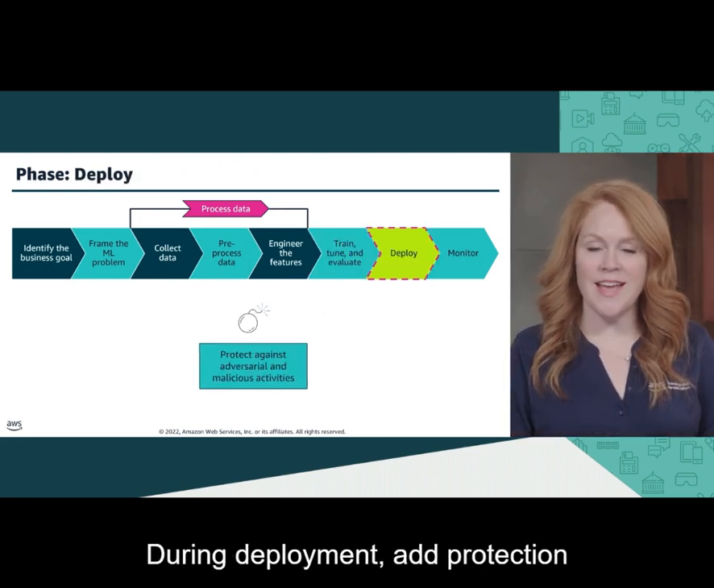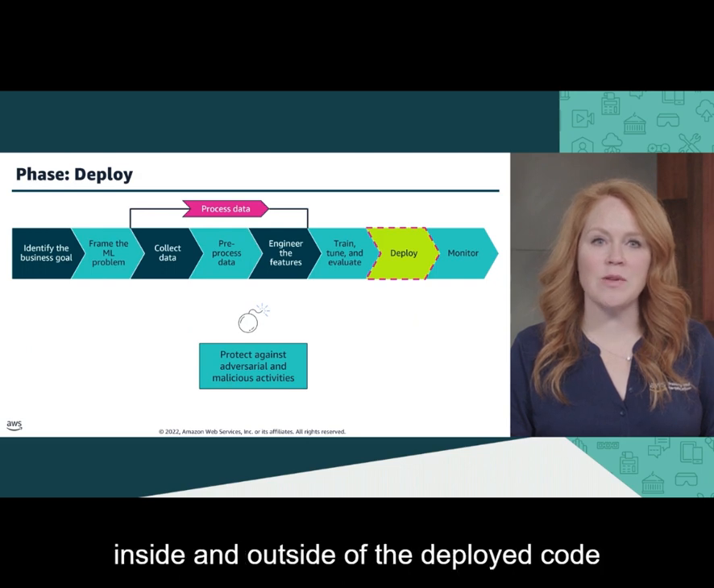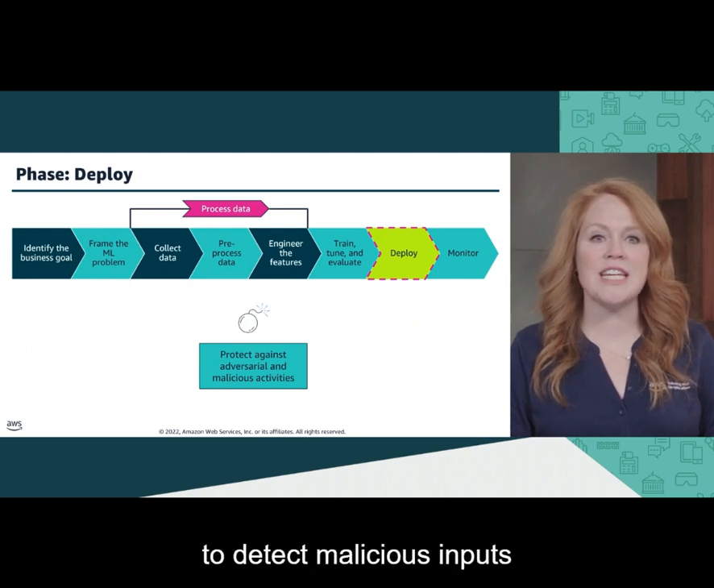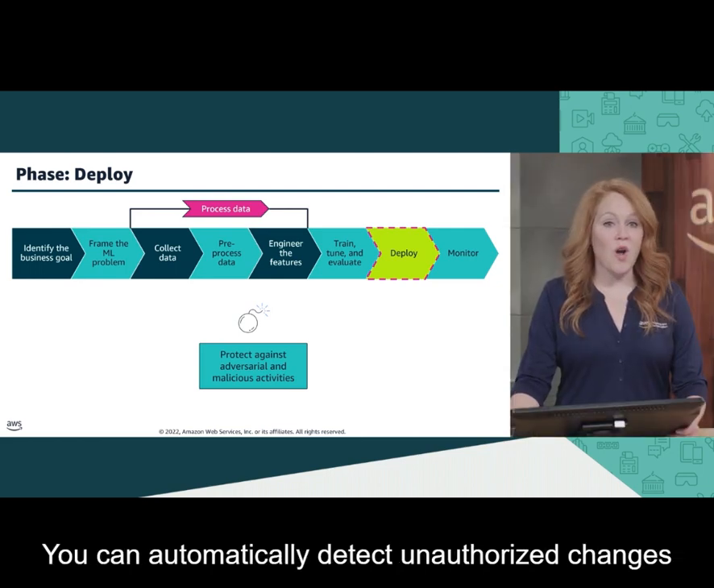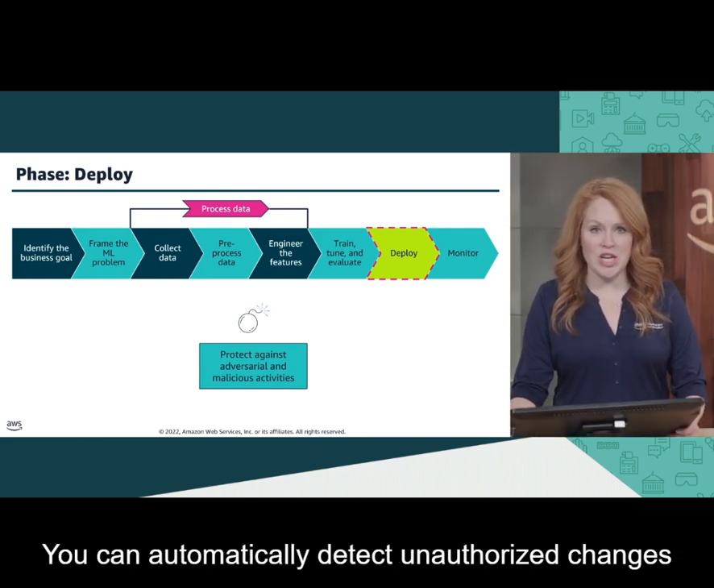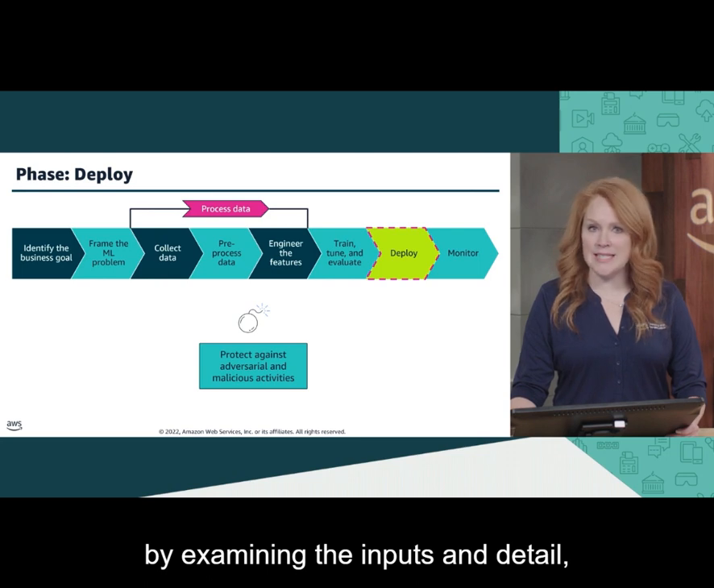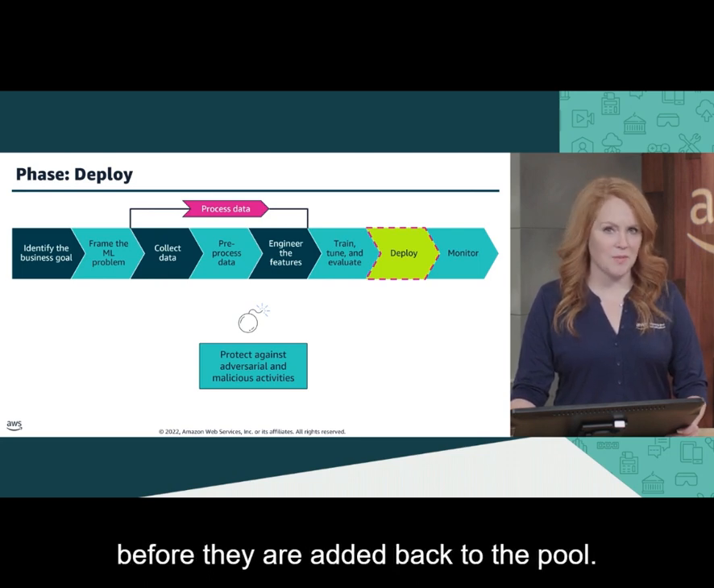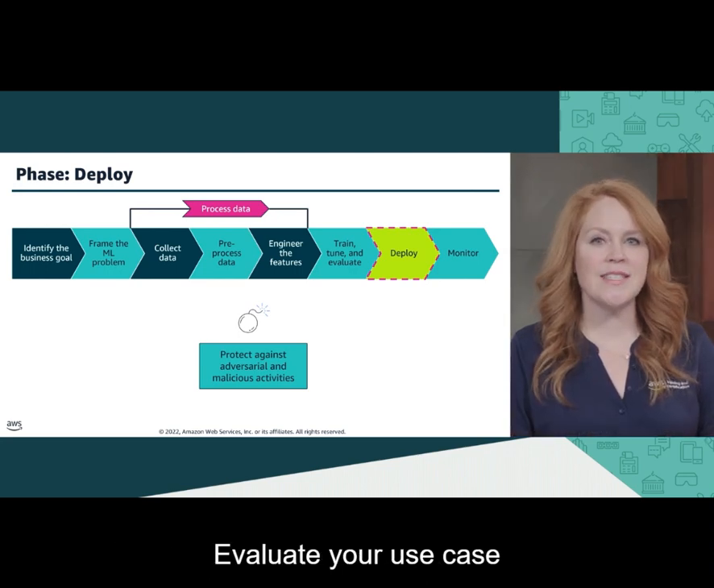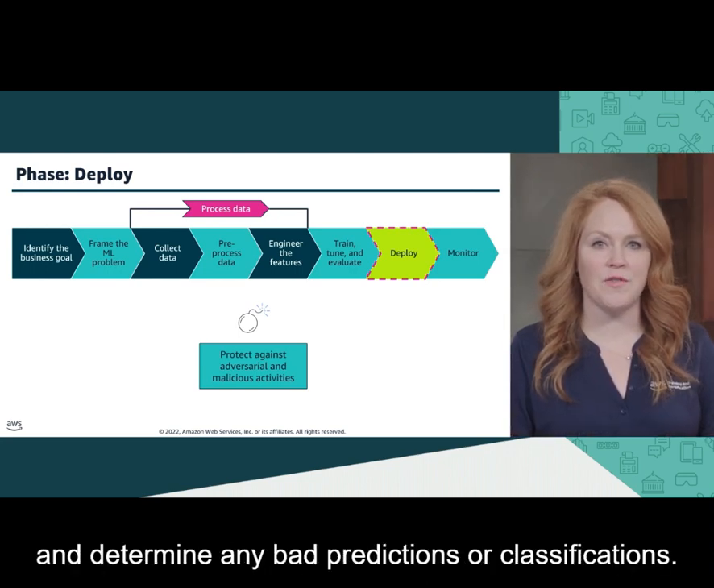During deployment, add protection inside and outside of the deployed code to detect malicious inputs that might result in incorrect predictions. You can automatically detect unauthorized changes by examining the inputs in detail and repairing and validating the inputs before they are added back to the pool. Evaluate your use case and determine any bad predictions or classifications.